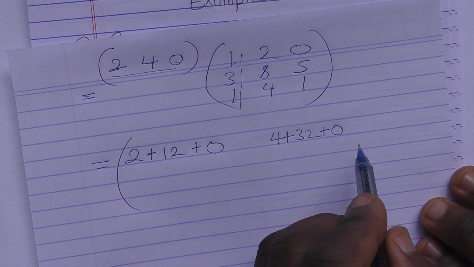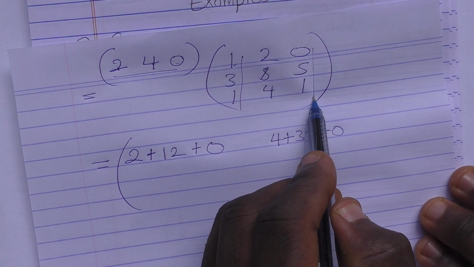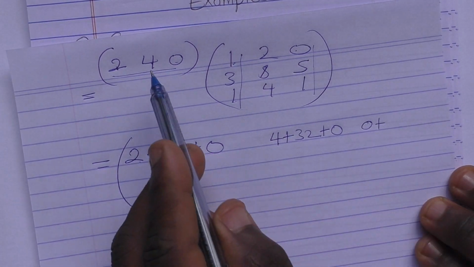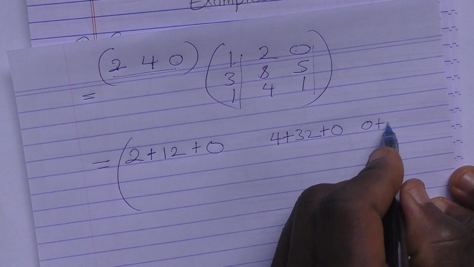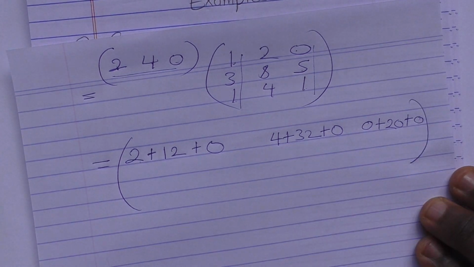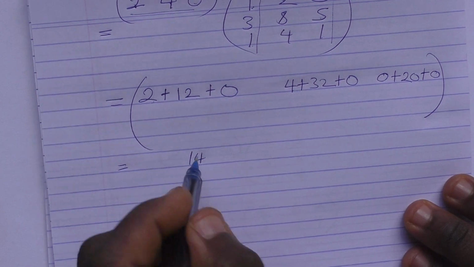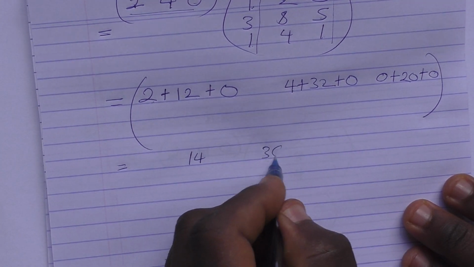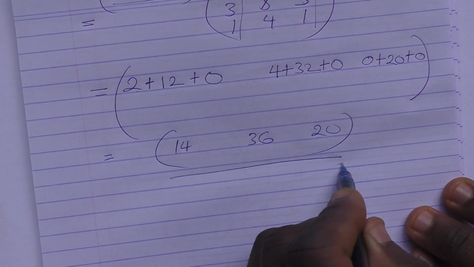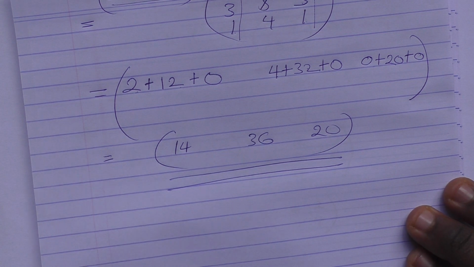Then we shall still skip out to keep the position. We come now to the last column. That is 2 times 0, 0 plus 4 times 5, which is 20, plus 0 times 1, which is 0. We now cross. And now our final answer will be, this is 14, this is 36, this is 20. So that is our final answer. So that is how we multiply matrices.